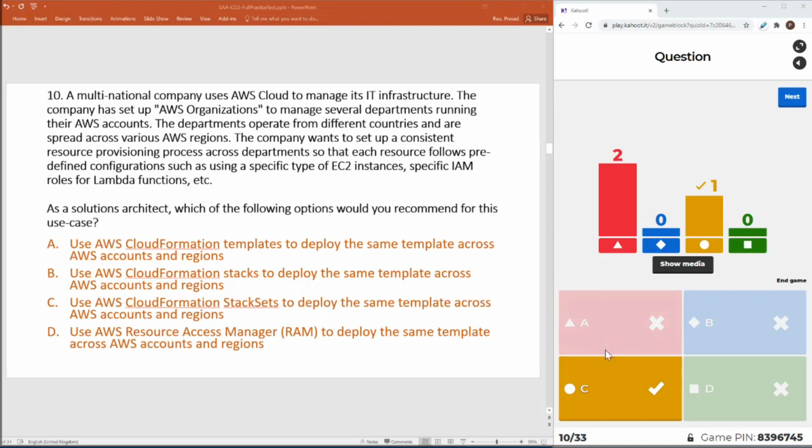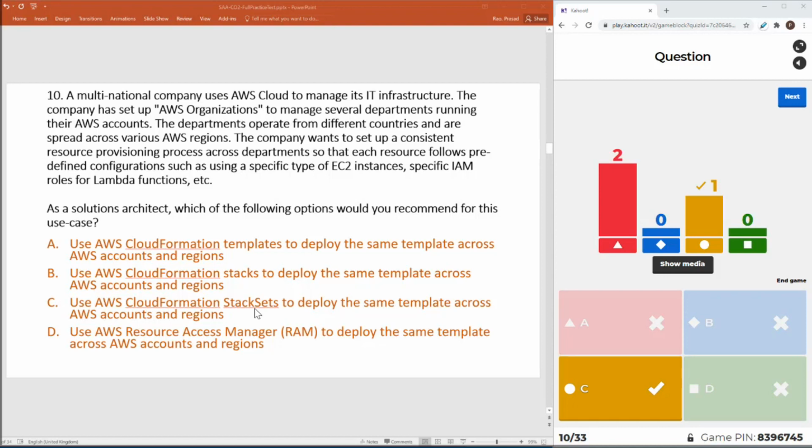So option C is the right answer actually, StackSets. It might be a tricky question or not. Everyone will be understanding what a StackSet is. A CloudFormation template is nothing more than JSON format or YAML format code, which can be used to provision the resources. Great, that makes absolute sense.